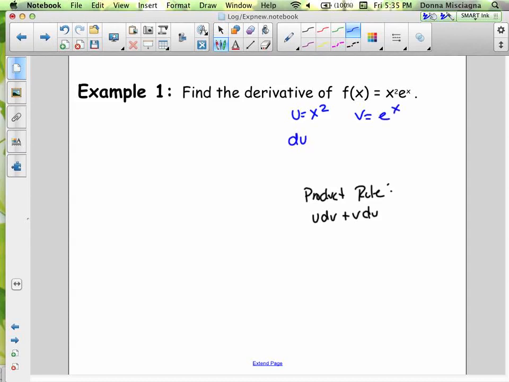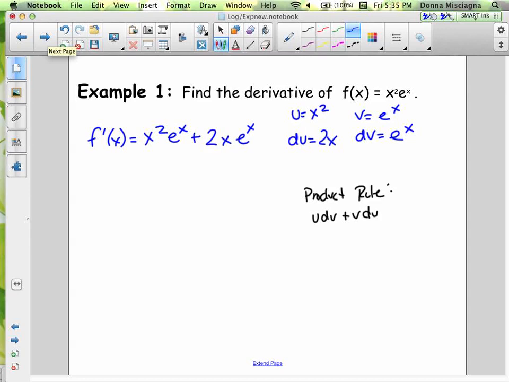So the derivative of x squared is 2x. The derivative of e to the x is e to the x. How exciting. All right, so the derivative of this one is f prime of x is equal to the first, which is x squared, times the derivative of the second, which is e to the x, plus the second, which is e to the x, times the derivative of the first. I'm going to put the 2x first. And there we go. We're done.